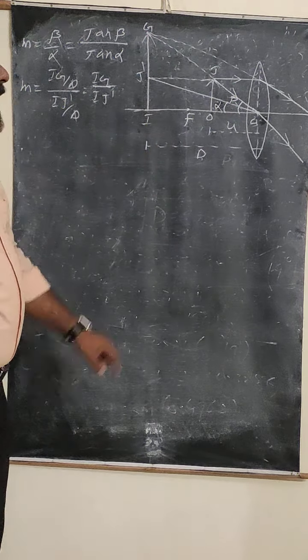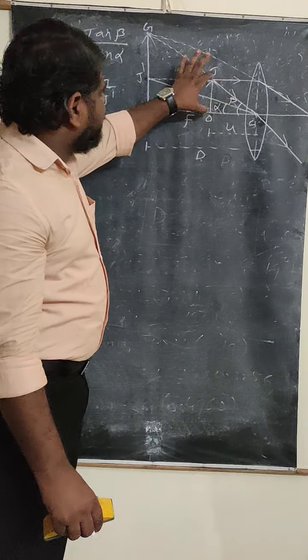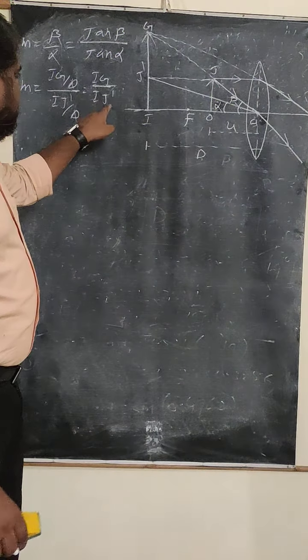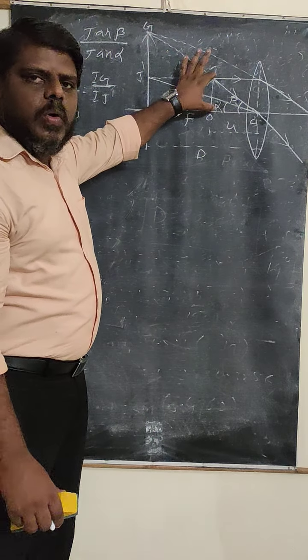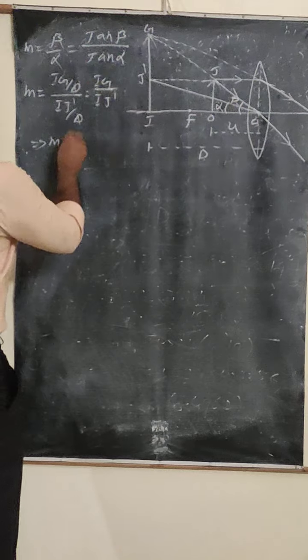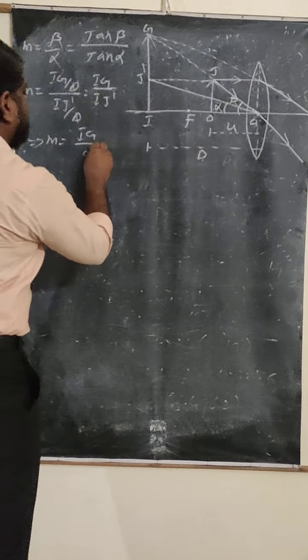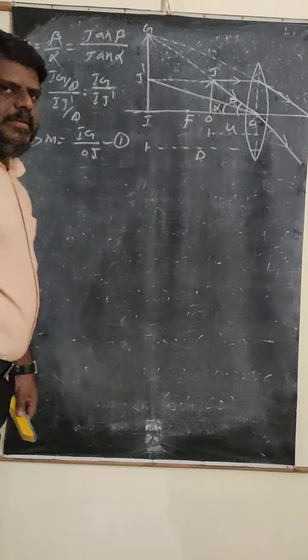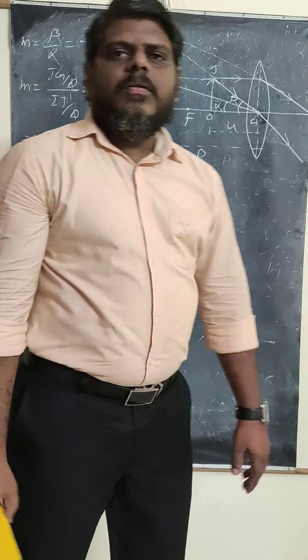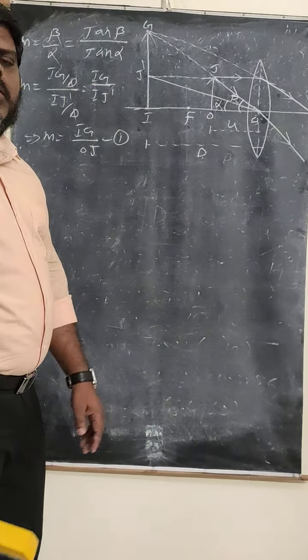But from the diagram, what is this IJ dash equal to? OJ. That means this IJ dash can be written as OJ. So it can be written that the magnification M is equal to IG by OJ. You can call it equation number 1. Right up to now we have calculated IG by OJ. You can call it equation number 1.